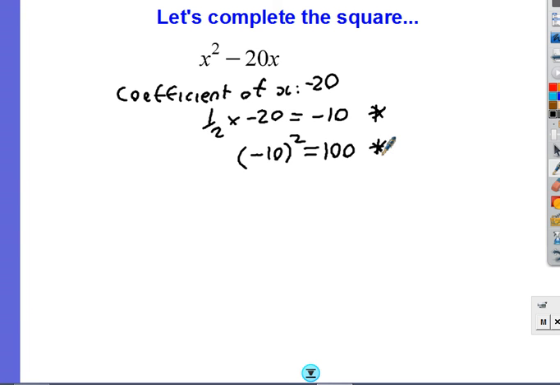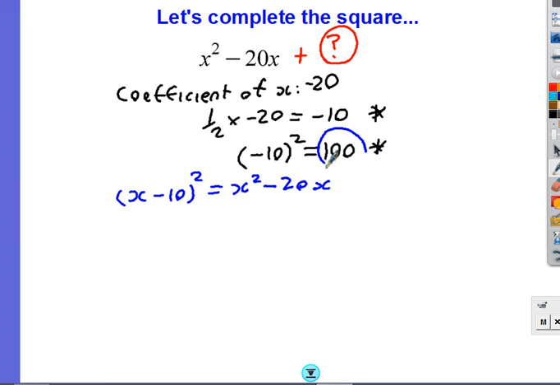So that means that we can just write x minus 10 all squared equals x squared minus 20x. And this is where, remember, when we're completing the square, we have a question mark. What's going to be the number here? And the number we found is this one, plus 100.